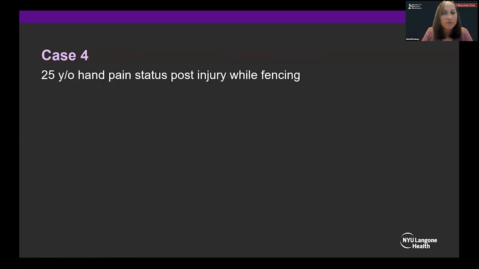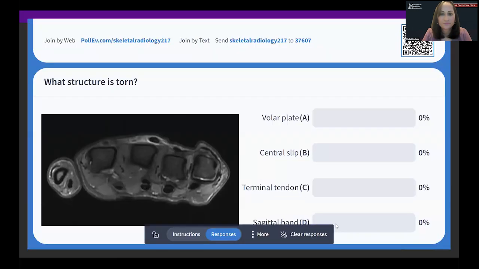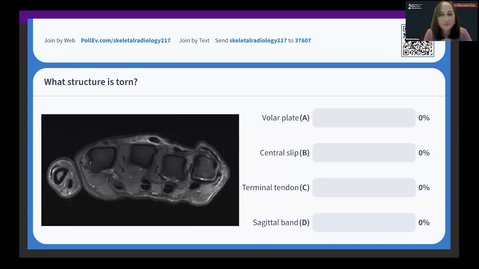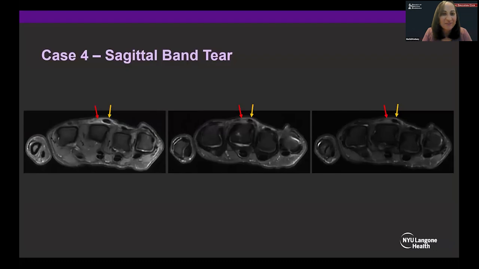Okay. So our next case, 25-year-old with hand pain after injury while fencing. So we have our next question: which structure is torn? Okay, great. So it looks like everyone has said sagittal band. So that's great. So this is a case of a sagittal band tear.